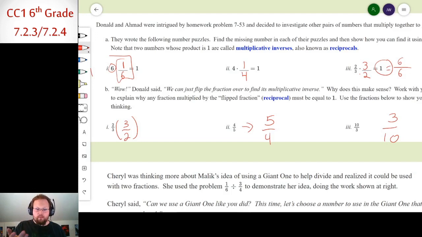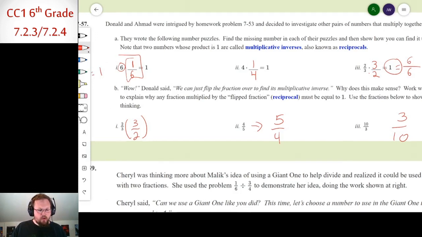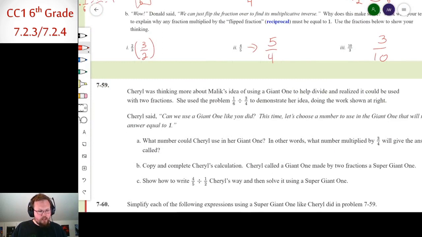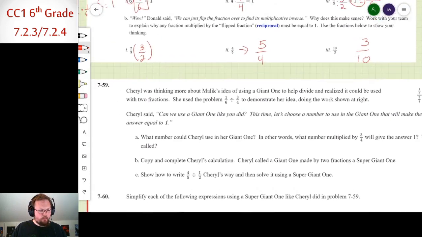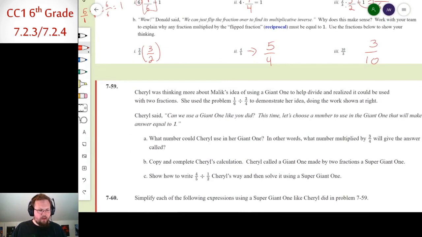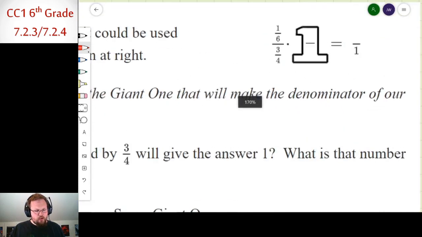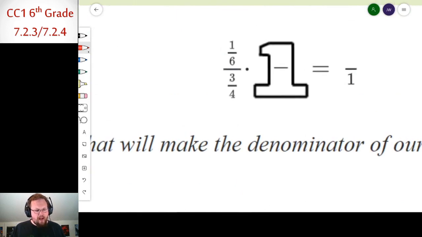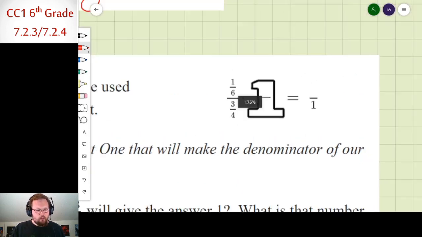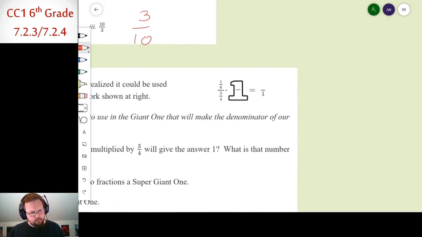However, there is a trick for dividing fractions that you can use an inverse for. So here is an example of how this will work. A student, Cheryl, was thinking about using a giant 1, which is just multiplying by a number over itself, to divide, and figured out she could use it with multiple fractions. Now, she had this fraction, which was 1/6 divided by 3/4. And she looked at this and said, well, I need to take 1/6 and divide by 3/4 and then try to get a fraction that will work.